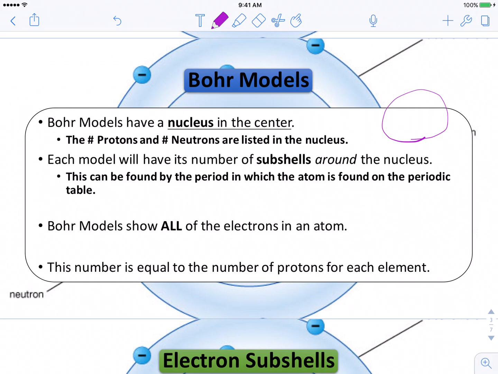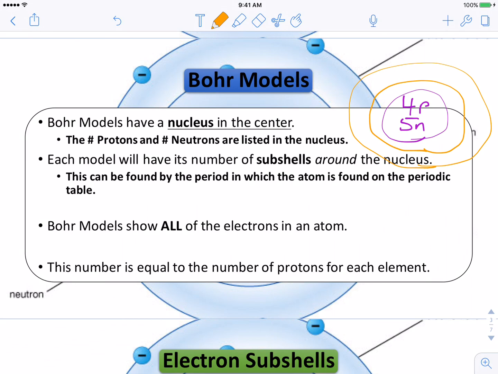So if we took beryllium, for example, beryllium would have 4 protons, and then its average mass would be approximately 9, so then we would have 5 neutrons. So no matter what, you always have to start with the nucleus of the atom that you are making the Bohr model for, and you have to identify the number of protons and the number of neutrons for that isotope. And then if beryllium is in the second period, it will have 2 subshells surrounding it. Oh, that was poorly drawn.